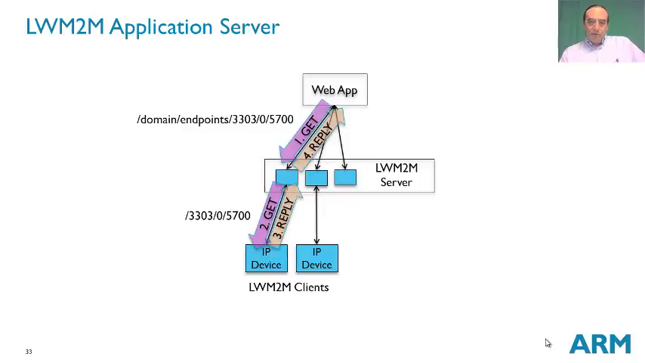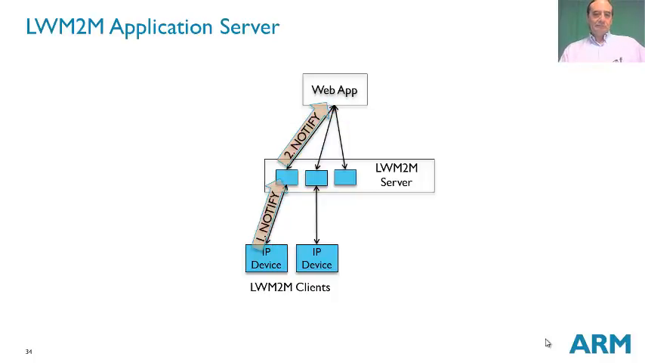For example, when a web application does a GET, it does a GET to the endpoint on the server, which is a proxy. And the Lightweight M2M server then does a GET to the device. The device returns a reply to the server, which caches it if appropriate, and then returns a reply back to the web app. This allows the web app to use HTTP protocol and the devices to connect to the server using CoAP protocol. Also, the asynchronous notification goes through the proxy in the server as well. So the device will send a notification to the soft endpoint, and the soft endpoint will send a notification to the web app.